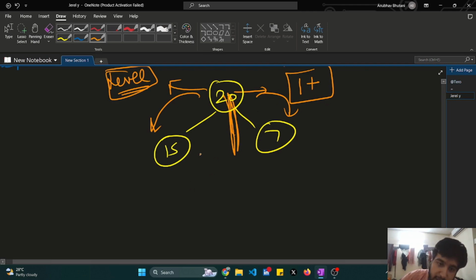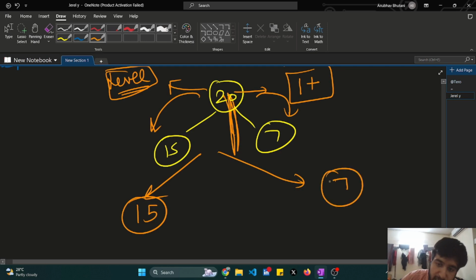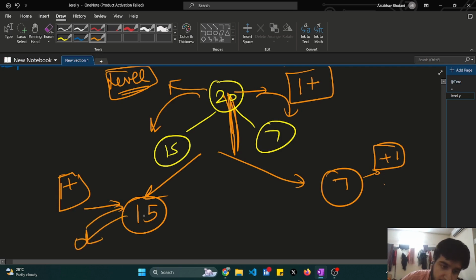I'll split them again, one node would be 15 and one node would be 7. This would be consisting of a node and a level, so I'll add plus 1. This would be consisting of a level, so I'll add plus 1. I'll come to the left, I'll find nothing, I'll return. I'll come to the right, I'll find nothing, I'll return. So 1 is returned for this case. For 15, 1 is returned.